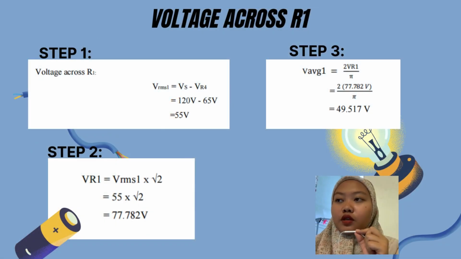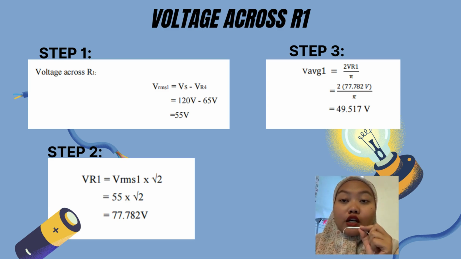So for the first one, we need to determine the voltage across R1. The voltage must be determined first to calculate the average R1 and R2 voltage. So we use the formula of Vs minus Vr4, which is for the first step, Vrms1 equal to Vs minus Vr4. So we get the value is 55 volt.